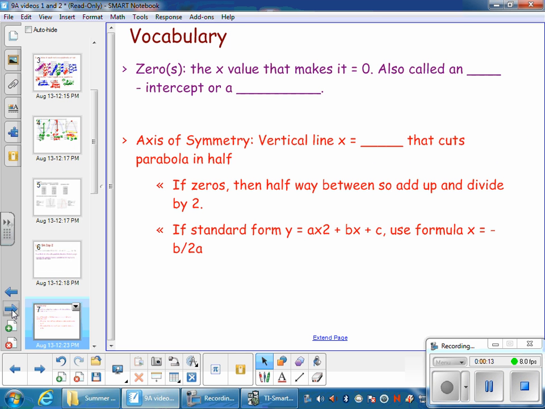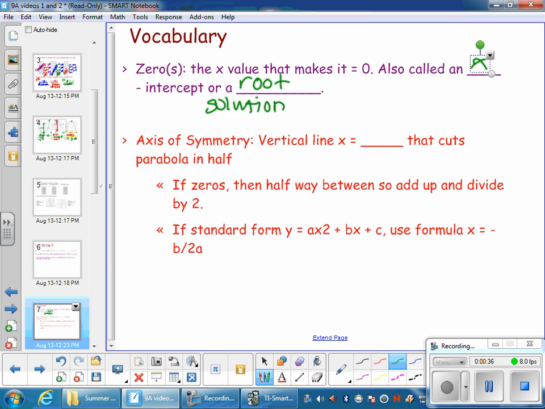All right, so two new vocab words. Zeros are the x value that makes the equation equal to 0. It's also called a root or an x-intercept. Sometimes they also call it a solution.